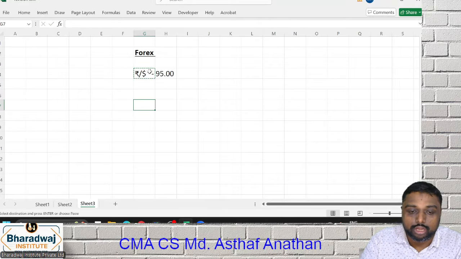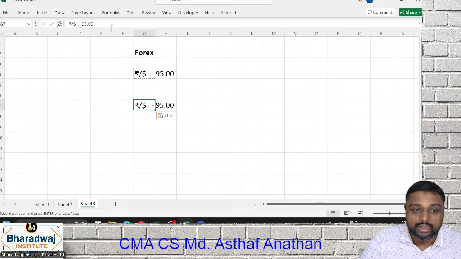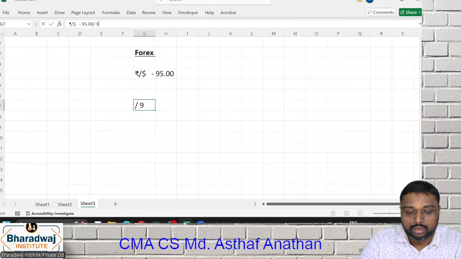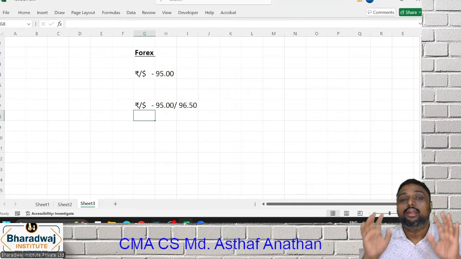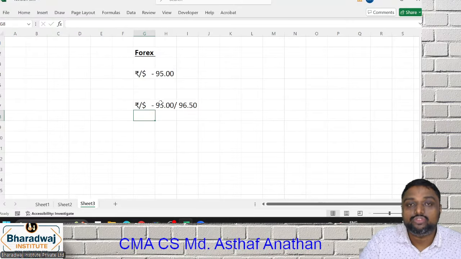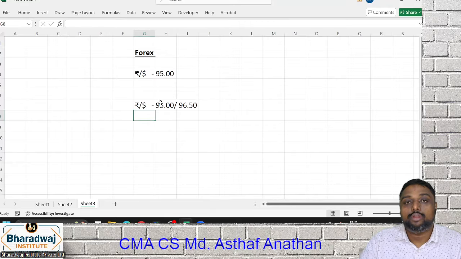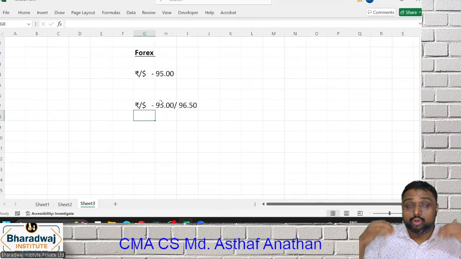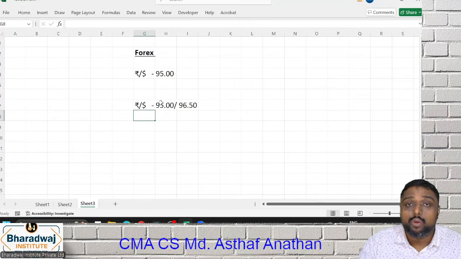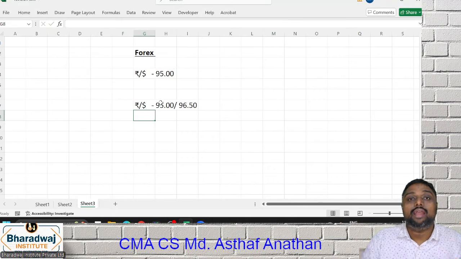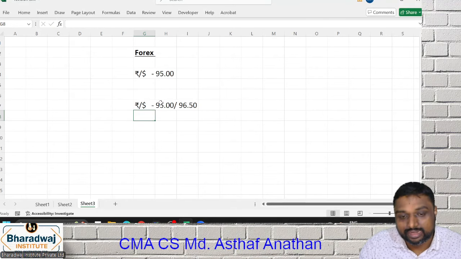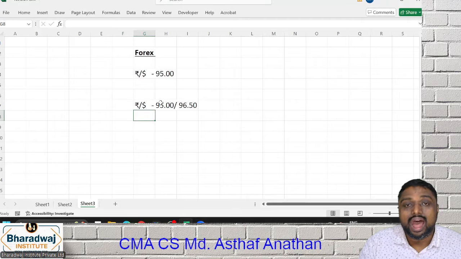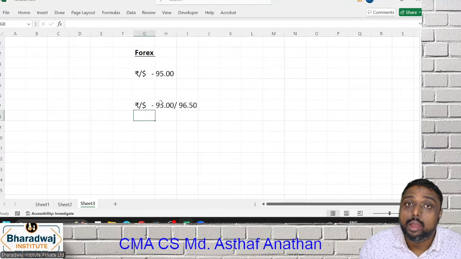But generally, the majority of exams will have 95, then they will give bar 96.5. That means first one rate, another one rate. We call in our Forex, the first one the bid rate, second one the ask rate. So you should know all these terminologies. What is bid rate? The rate at which the bank buys the currency. What is ask rate? The rate at which the bank sells the currency. Generally, the ask rate will always be higher than the bid rate.